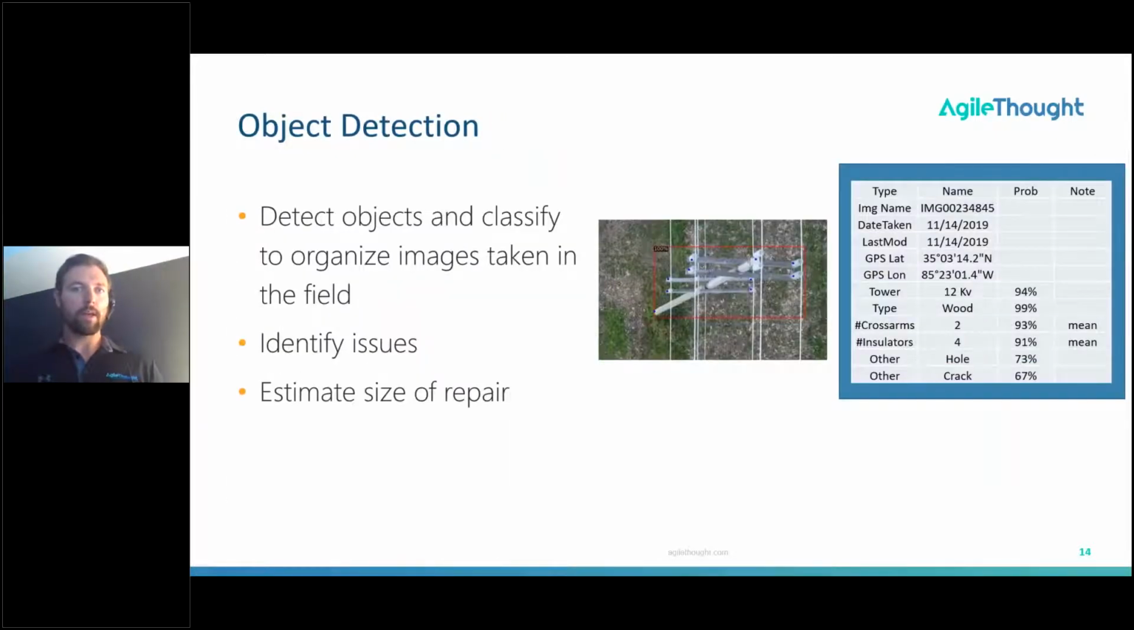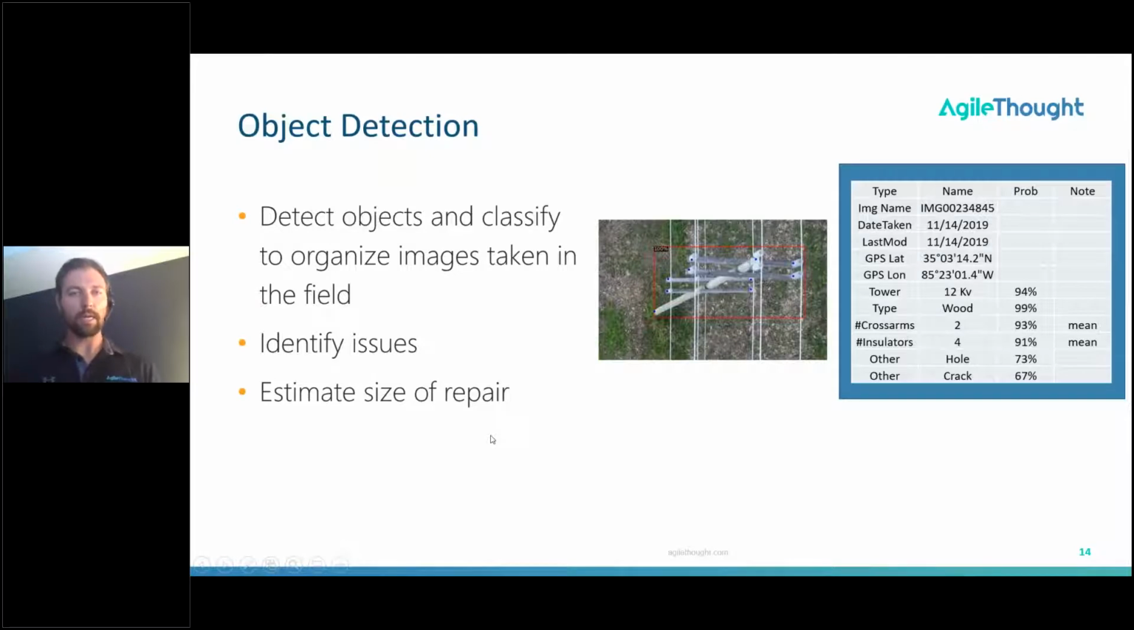So how does this all now come together into the database? Every picture or every video is processed, and then an algorithm will run through every single image, classify it, and add this as metadata into a database. Here's just a simple example of how that is done. You have the image name, and you get the date and the GPS location from the drone, for example. And then we've classified it to be a 12 kilovolt tower, and then we have some cross arms and insulators and so forth.